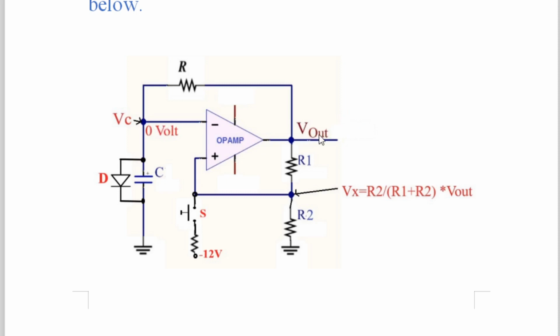I have not written any voltage at the output, whether it is HVL or LVL. I have not written any voltage at the junction of R1 and R2. I have written only the formula, because we don't know what Vout is, so we have not written any voltage here. So this is the initial condition, you remember. We are only considering the capacitor at 0 volt before turning on the power supply. We have not written anything for Vout or Vx.